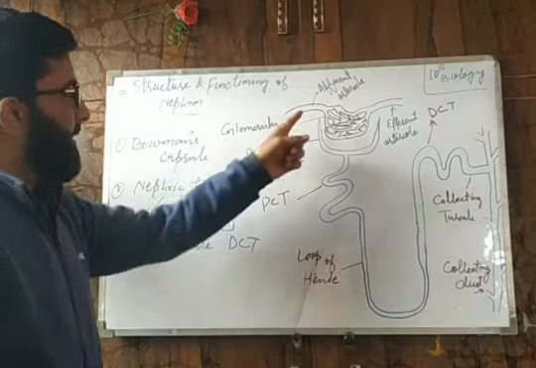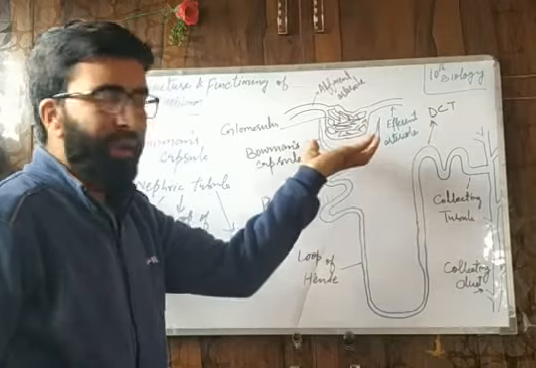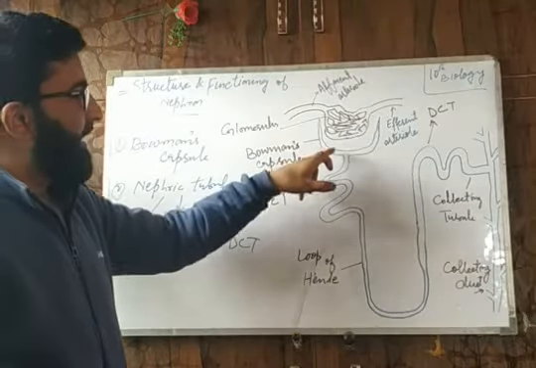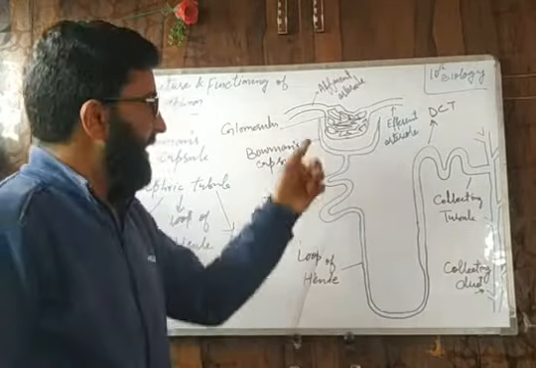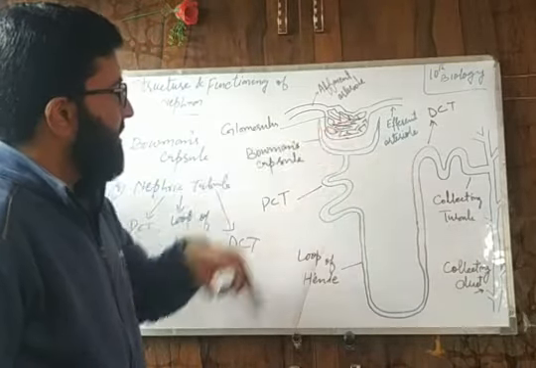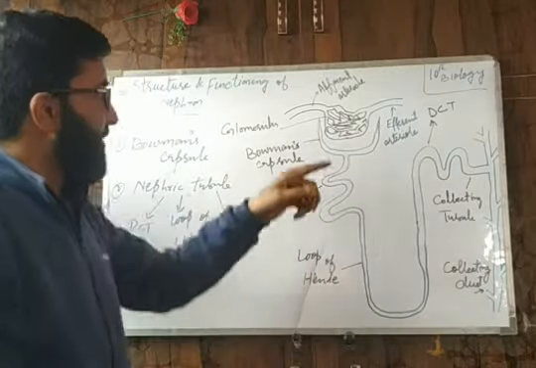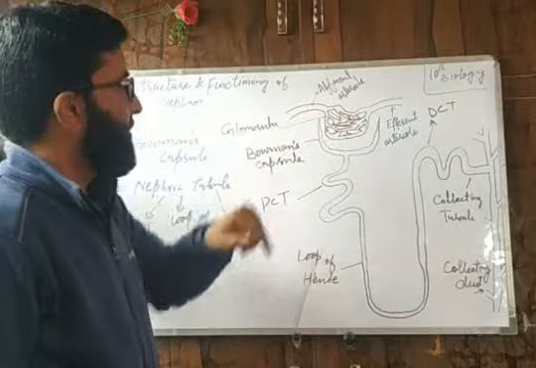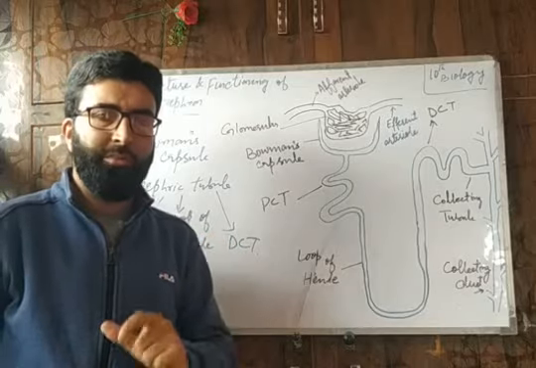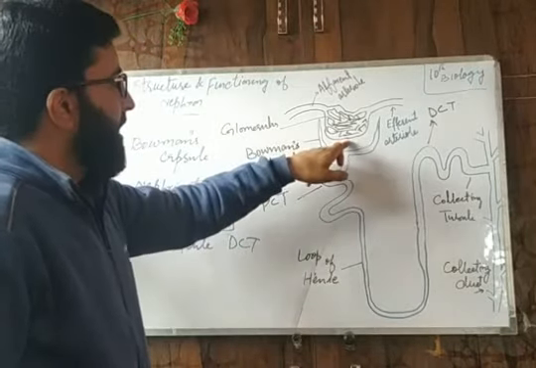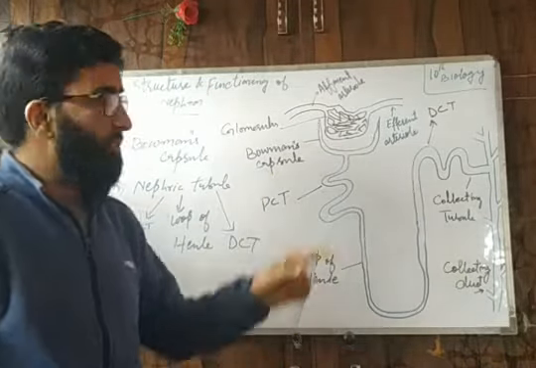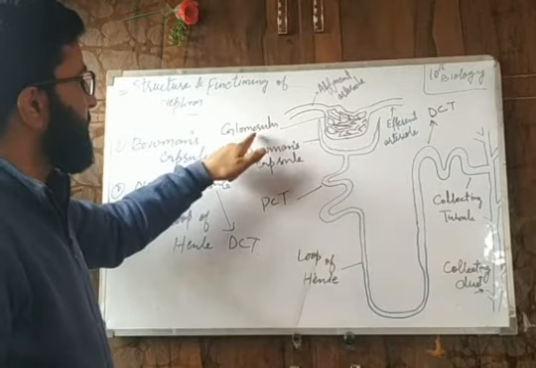Bowman's capsule: this large double-walled cup-like structure is called Bowman's capsule. It is lined by thin semi-permeable epithelium, and in its cavity there is a bundle of capillaries formed by the division of the afferent arteriole. This is the afferent arteriole, and it itself is formed by the division of the renal artery. Almost 50 capillaries make this bundle, which lies in the Bowman's capsule and is called the glomerulus.